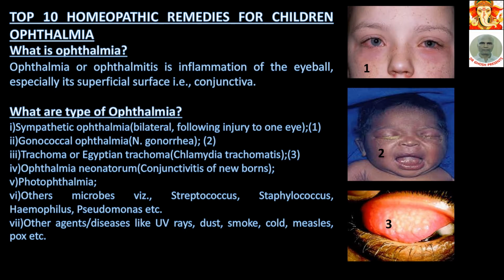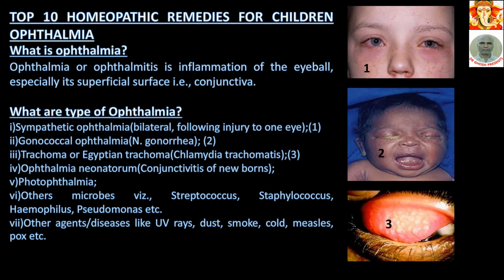Number 1, sympathetic ophthalmia, bilateral, following injury to one eye. Picture 1, bilateral. Number 2, gonococcal ophthalmia, where Neisseria gonorrhoeae is the cause. Picture 2. Generally it is neonatal, from infection from the mother. Number 3, trachoma or Egyptian ophthalmia, Chlamydia trachomatis. Picture 3. Here the eyelids, the internal lids, are severely affected.